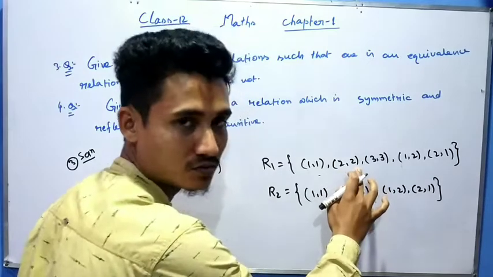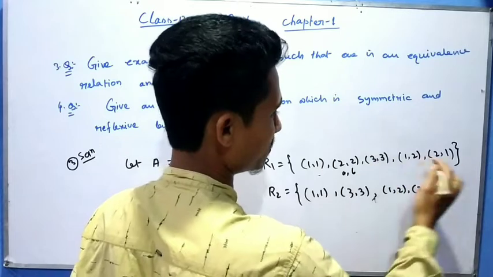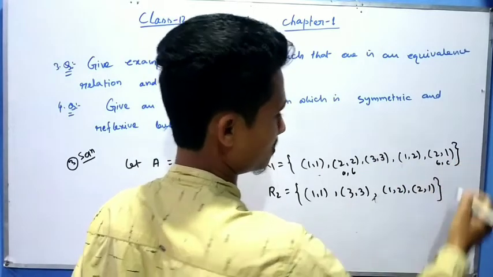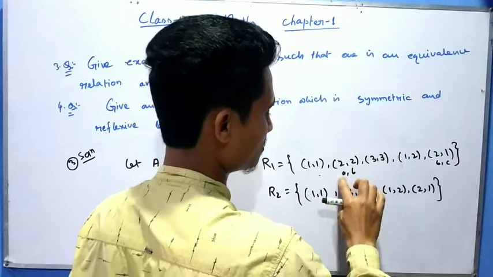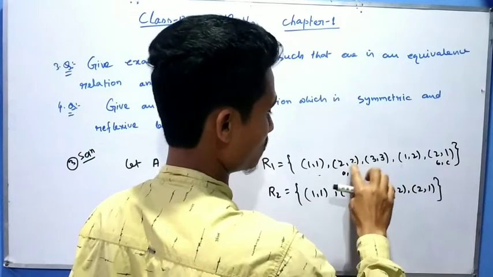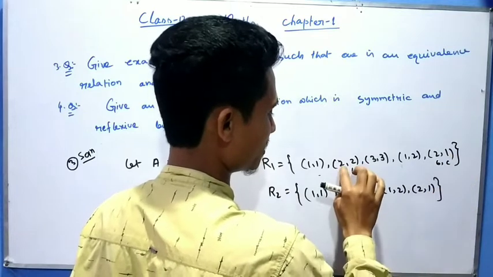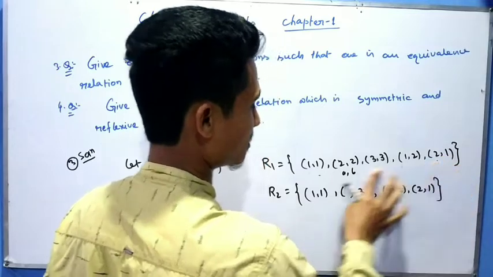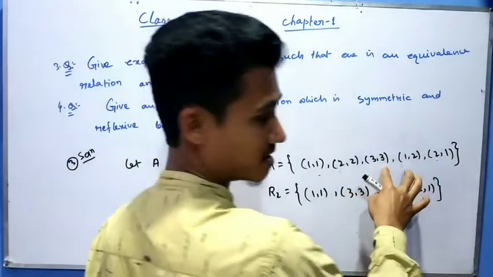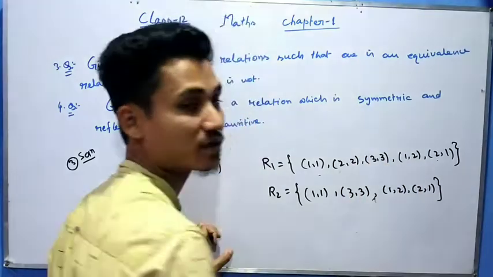Okay, next 2,2. 2,2 is there, means this is our AB. Then next we have to find out BC. Okay, this is our BC. AB is 2,2 and BC is 2,1. Then AC must be there. AC means 2,1. Yes, this is the element there. And next 3,3 is there. So we have got 3 as our B. So 3, something is not there, no need to check.